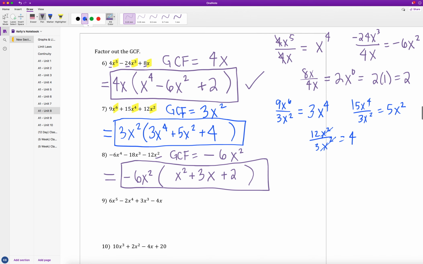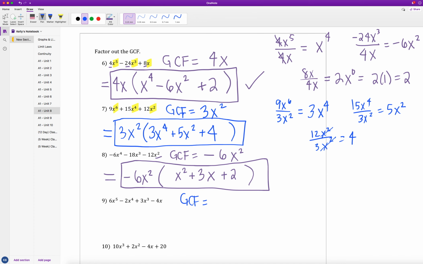Okay, let's look at example 9. Why don't you guys pause the video and try example 9 on your own first. Example 9 says 6x to the 5th minus 2x to the 4th plus 3x cubed minus 4x. So I have one more term now, but that's okay. Let's look at each piece.